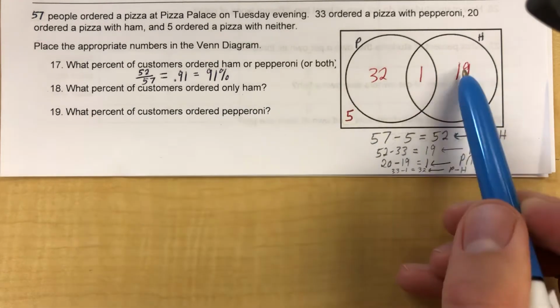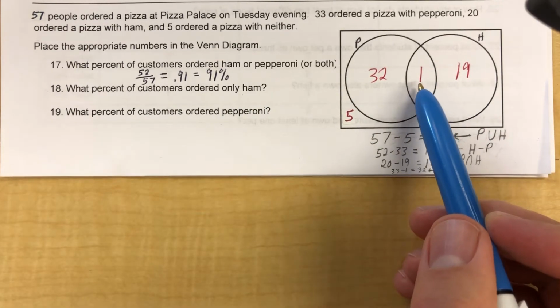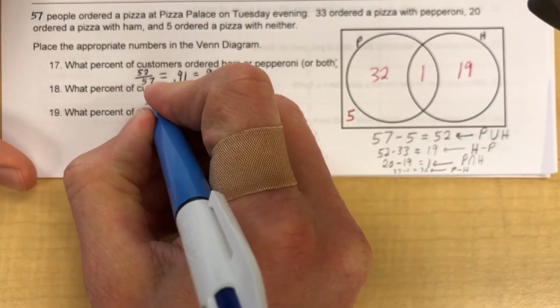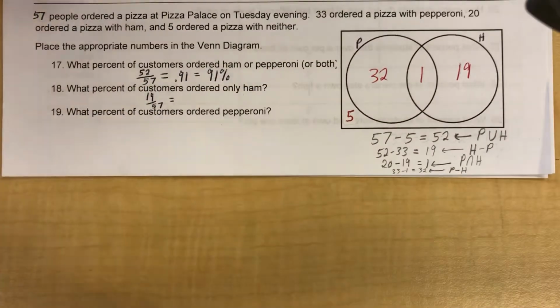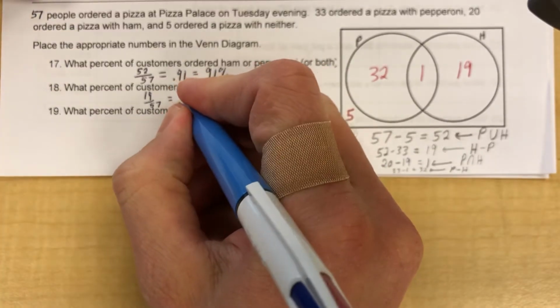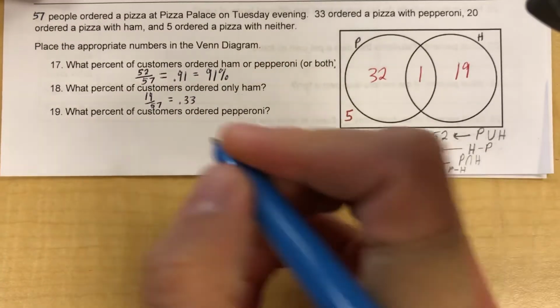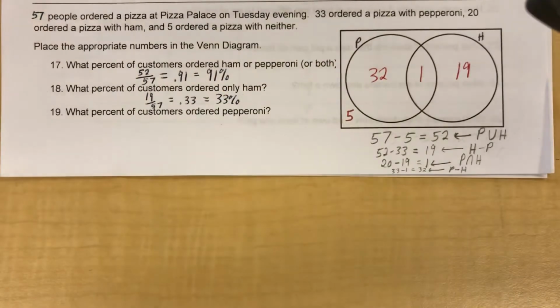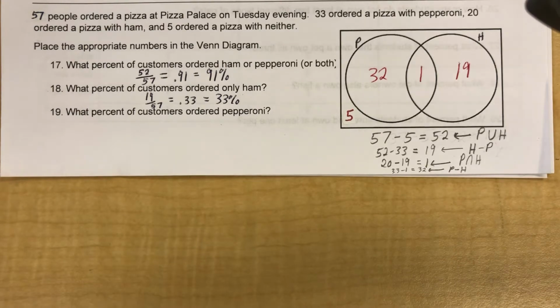Okay, what percent of customers ordered only ham? Only ham, that's 19. So don't count this one. This one is ham and pepperoni. So 19 out of 57. And so 19 out of 57, we'll just type it in the calculator, and we get 0.33. I don't know why I typed that in, because I should know that one. And so 33%, there we go. That's a third. Roughly a third. I did round off.